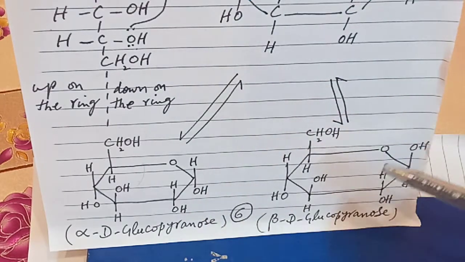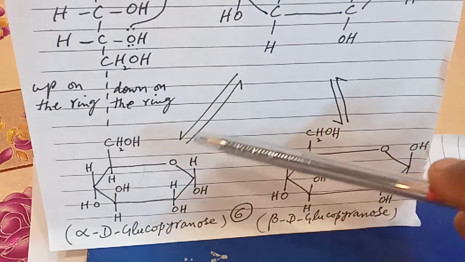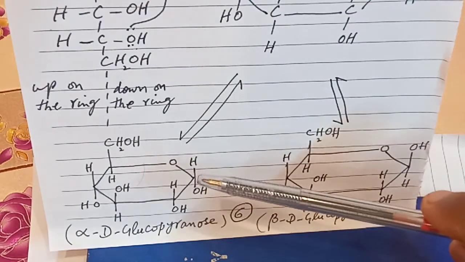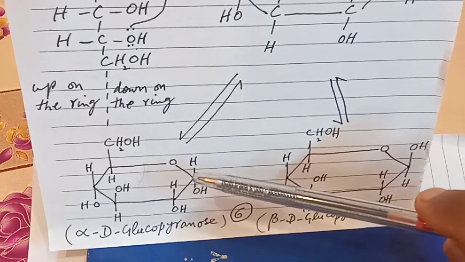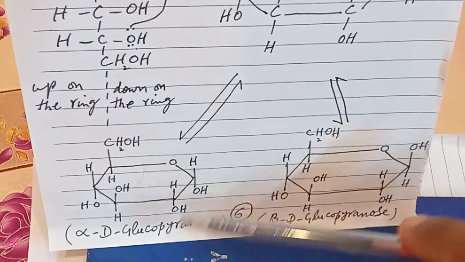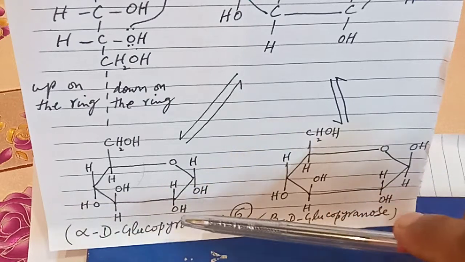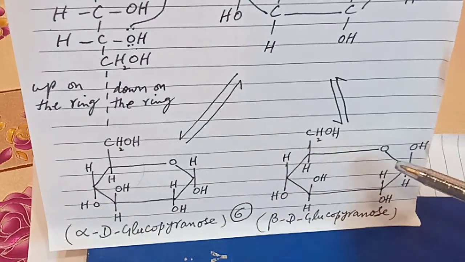Location of this here, the alpha D glucopyranose linkage: the formation of the alcoholic group at the first anomeric carbon atom on the lower side is termed as alpha D glucopyranose, while on the first carbon atom the formation of the alcoholic group on the above side will be termed as beta D glucopyranose.